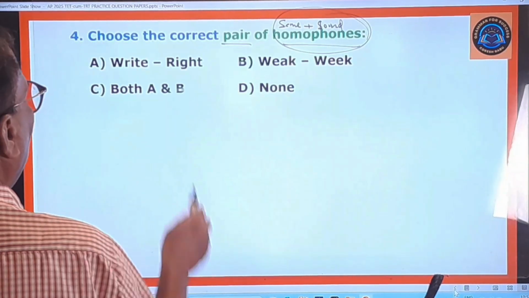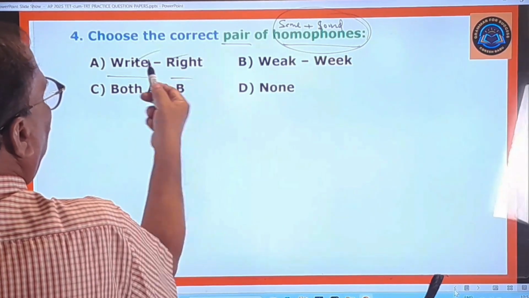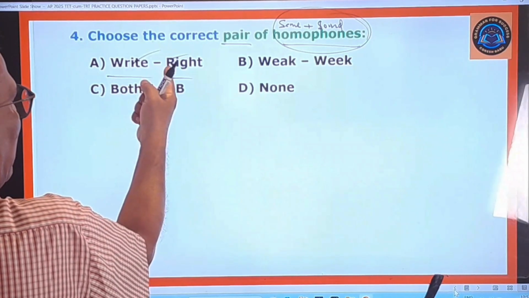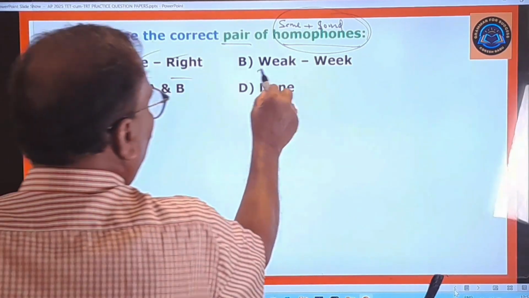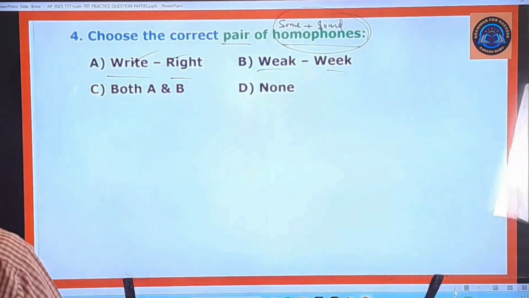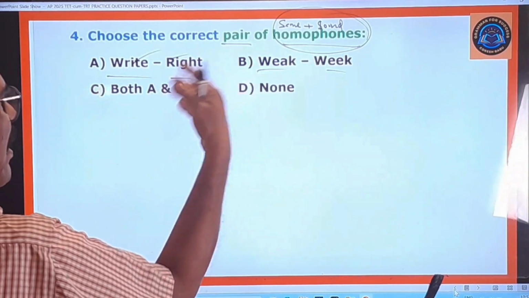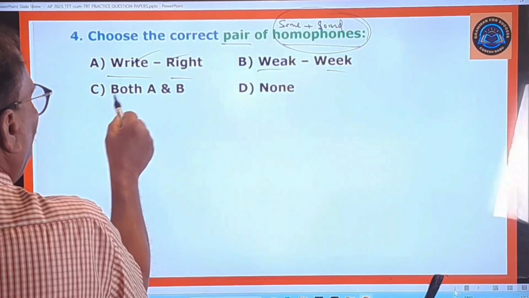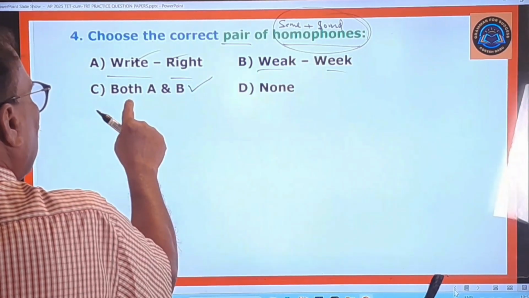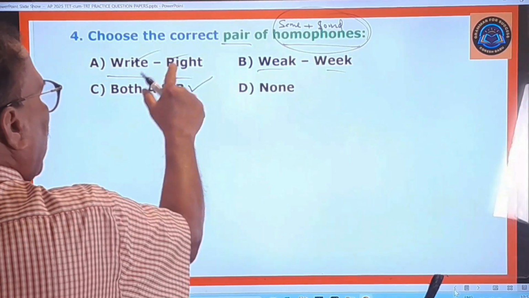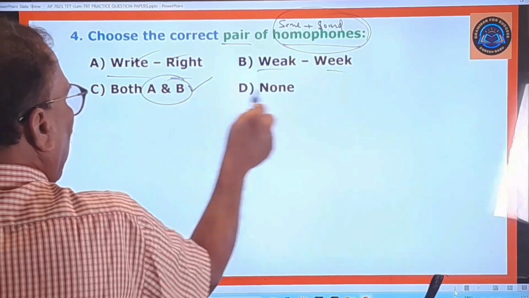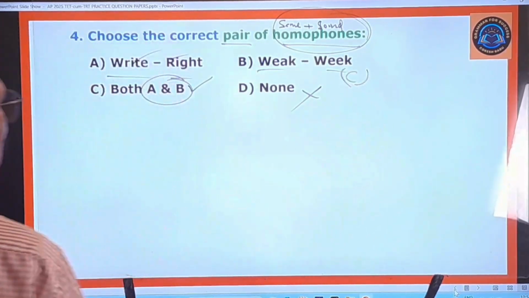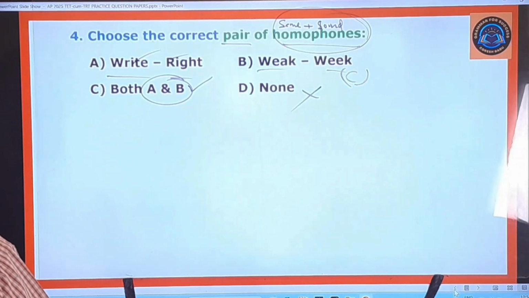And here you pay attention. Right. See, same pronunciation, but different spelling is there. Different meaning is there. Right is different. Weak. So same pronunciation, but different spelling, different meaning. So these pairs are called homophones. So here both A and B. Therefore, your answer must be C, both this one and this one. So both A and B, and none is not the right one. So here this C is going to be your answer. And you go to the next question.